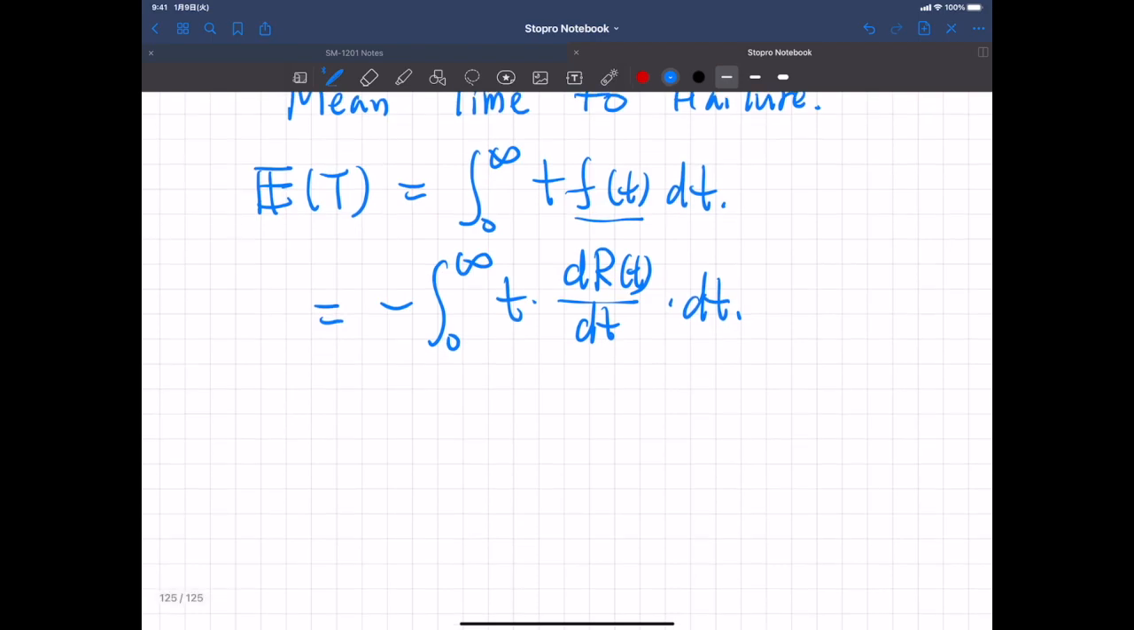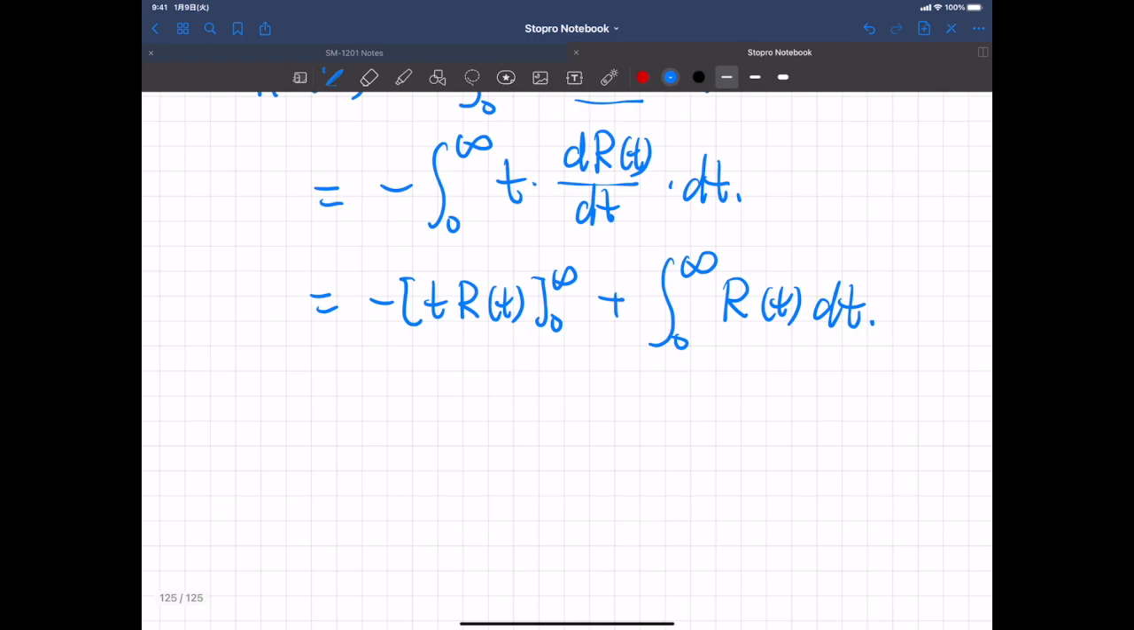Okay, then we can apply integration by parts, which will give us the integral of t dR(t), which is t R(t) plus the integral of R(t).